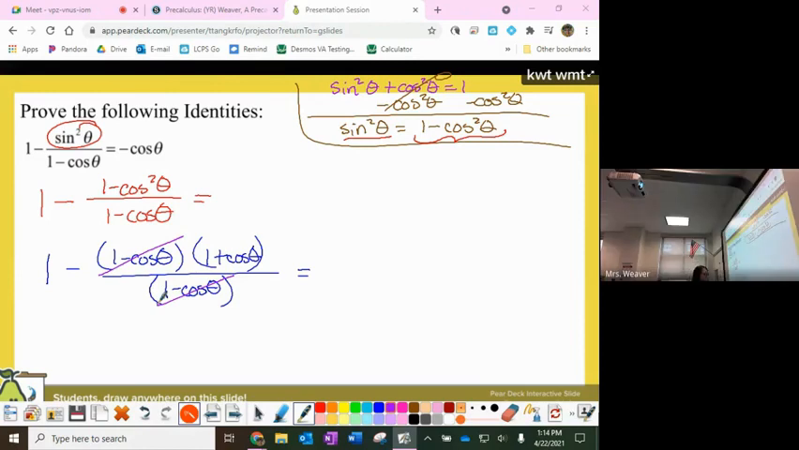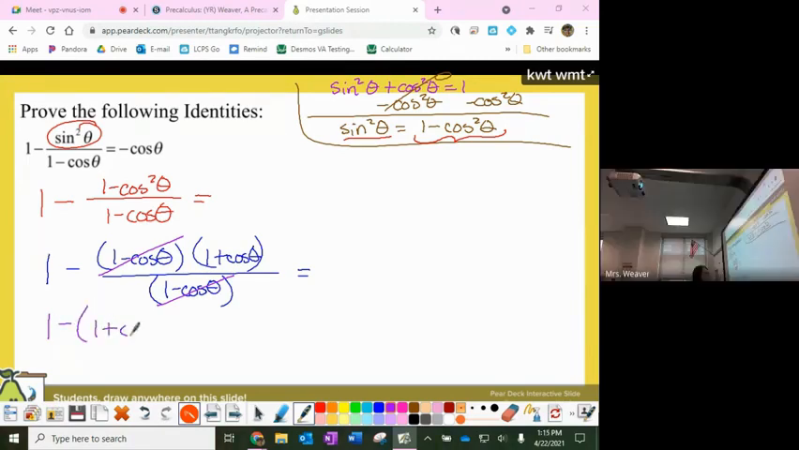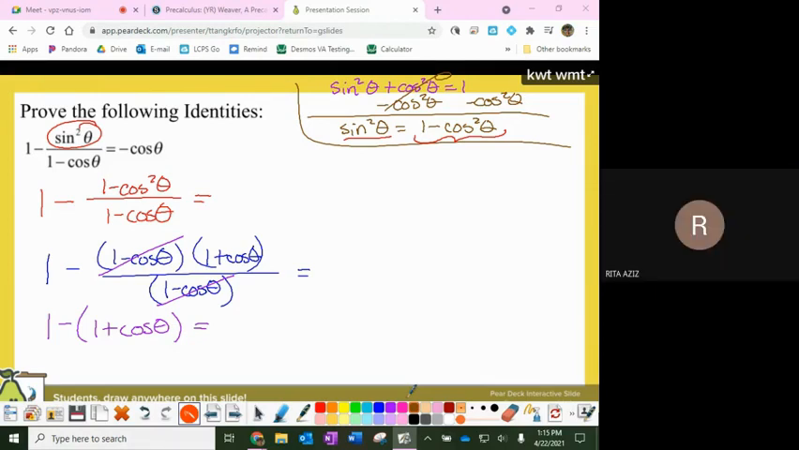Excellent, and good math vocabulary. What does that leave me with? 1 minus 1 plus cosine theta. And notice that it's still in parentheses, so you do want to still include those parentheses with it. Now, for the next step, you're just going to actually subtract that. And so what do we get when we subtract that, Rita? So it would be 1 minus 1 minus cosine theta.